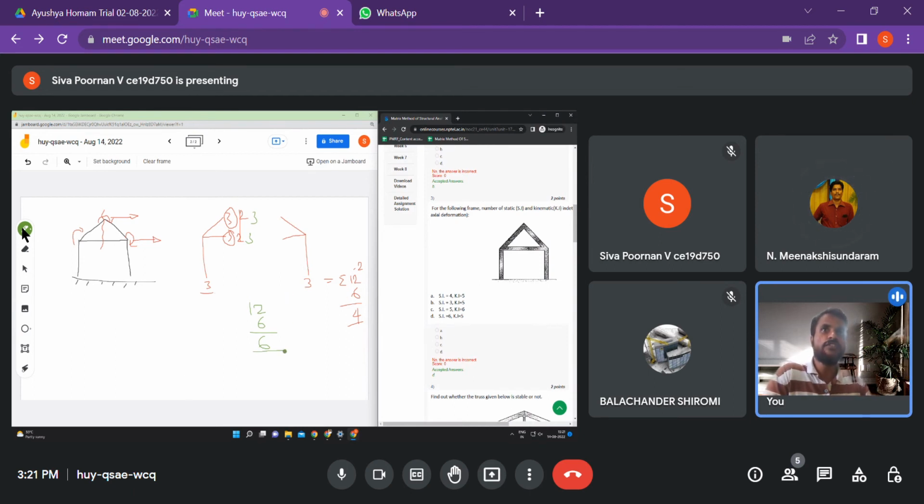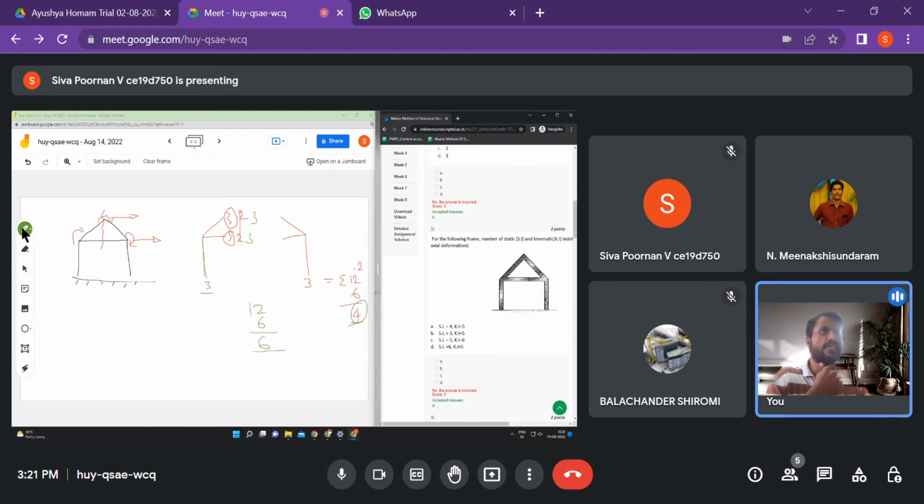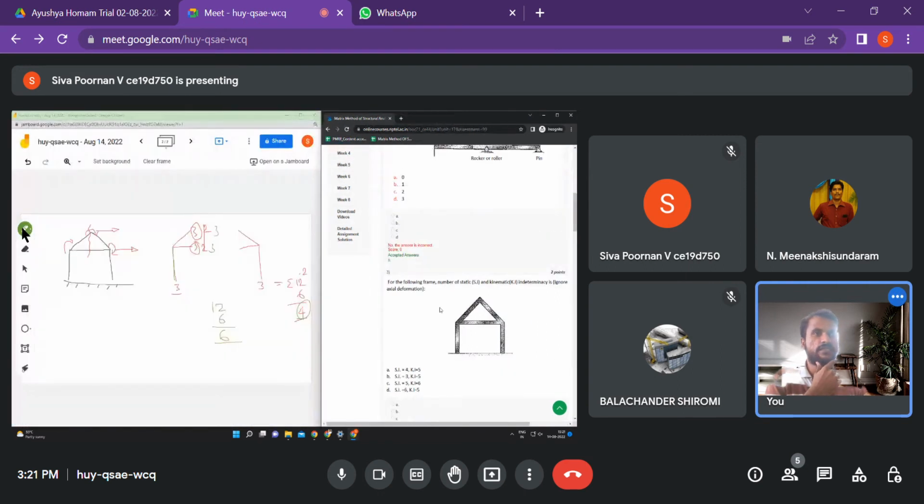So how do we ignore axial deformation is that, in total, instead of taking shear force, bending moment and axial force, we should ignore one of them. I think the answer should have been 4. Option A seems to be right to me. Okay, I'll think about this and get back to it later in the next session.